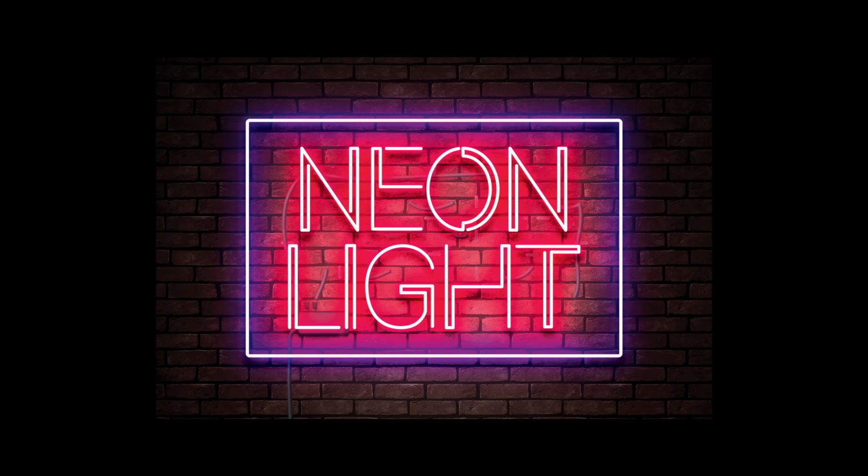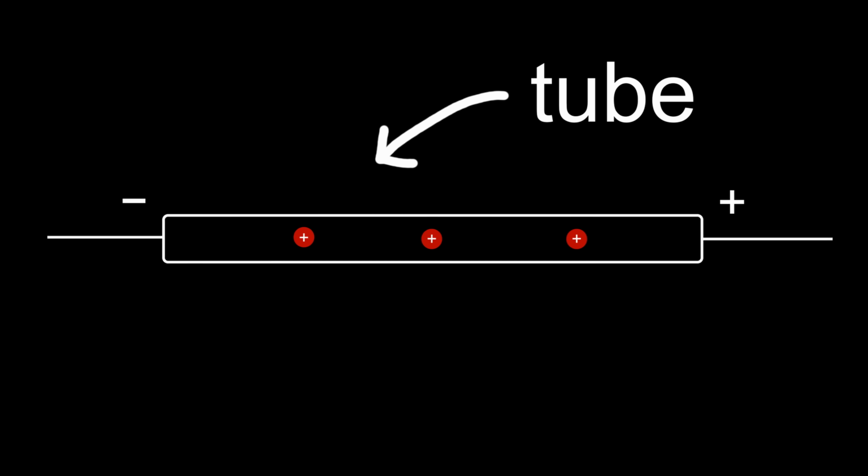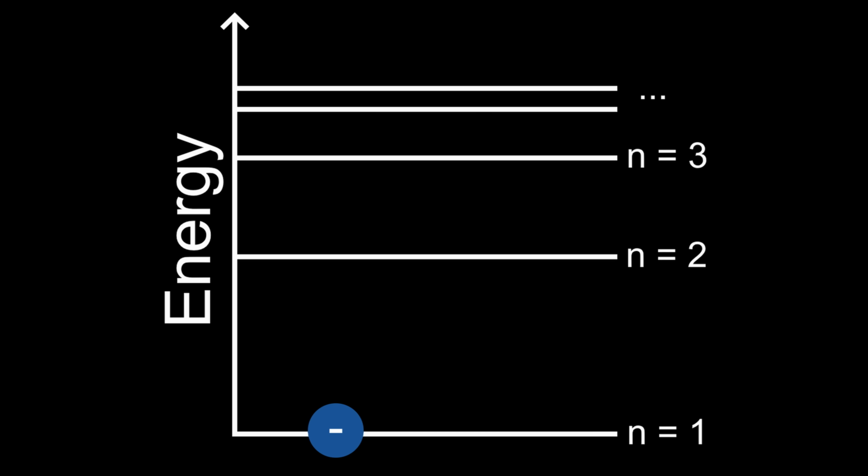The latter is used for neon lights. Gas is ionized in a tube with a very high voltage. Collisions of the ions with other particles make their electrons move to a higher energy state. Once they fall back down, the difference in energy is released as light.